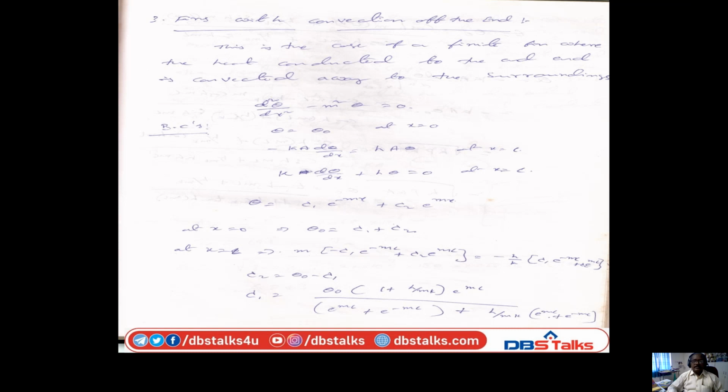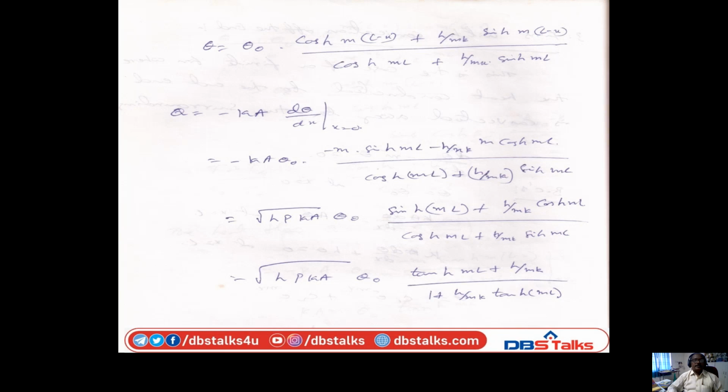When x equal to L, if you substitute, we will get C1 and C2. Once you know C1 and C2 and substitute, we will get the equation theta equal to theta naught into cosh m(L minus x) plus h by mk into sinh m(L minus x), divided by cosh mL plus h by mk into sinh mL. This is the temperature distribution equation for this third case, where the fin of finite length transfers heat to the atmosphere by convection.